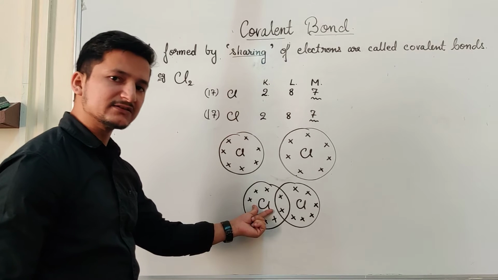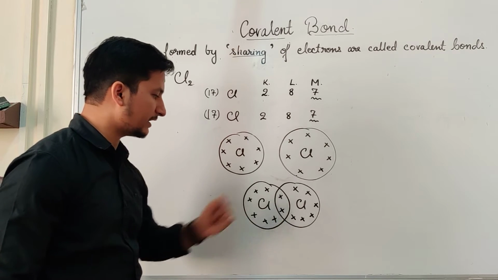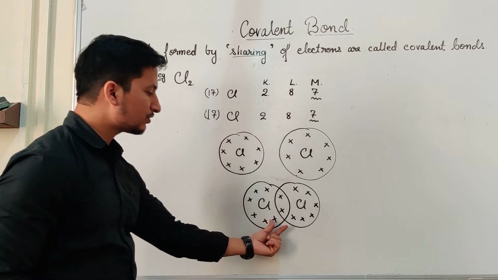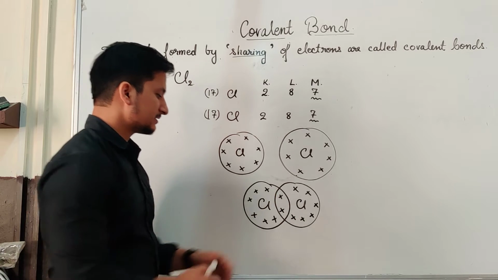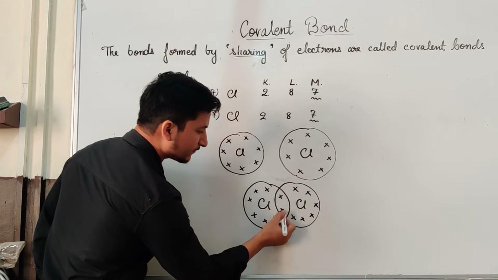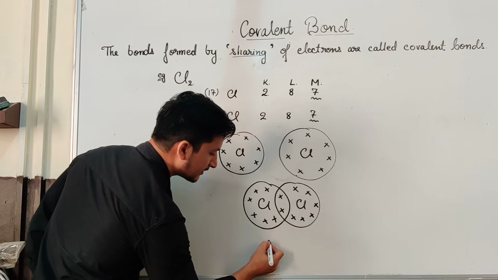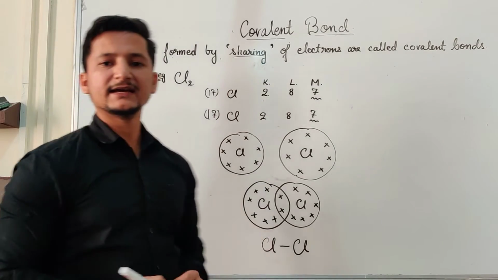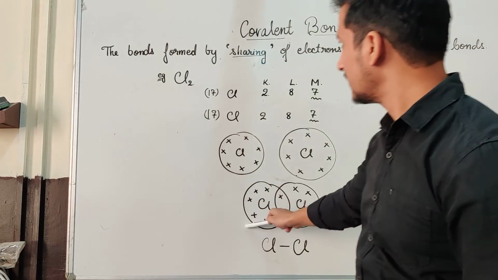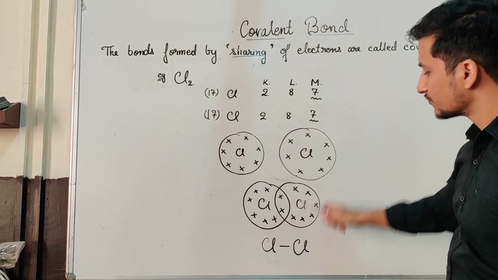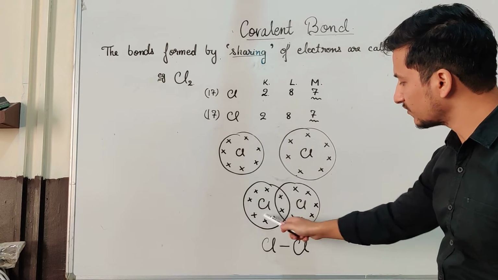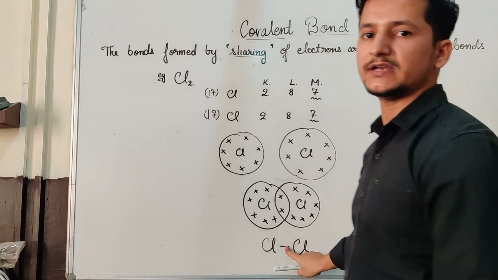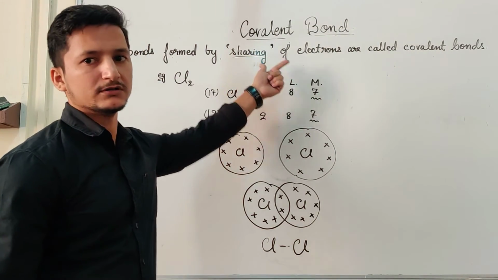So overall the first chlorine atom has 6 plus 2, 8 electrons, and the second one also has 6 plus 2, 8 electrons. Both of them have become stable, and one pair of electrons is being shared between them, so it is represented by a single bond. So in this way we see that a chlorine molecule is formed by sharing of electrons. Such a bond formed by sharing of electrons is called a covalent bond.